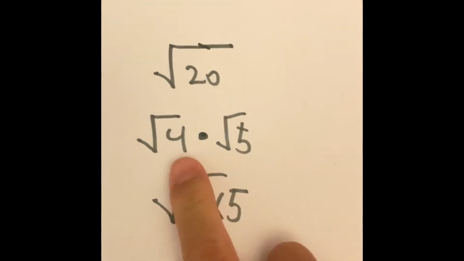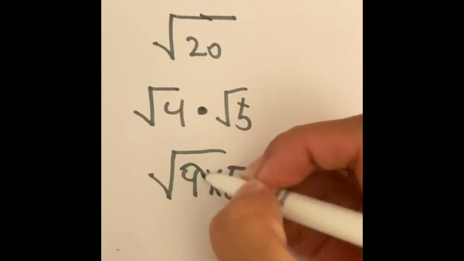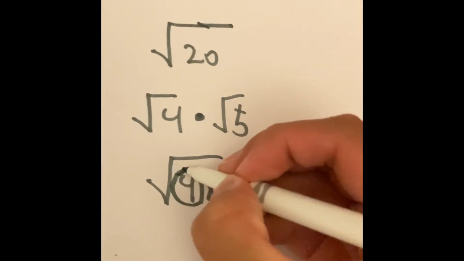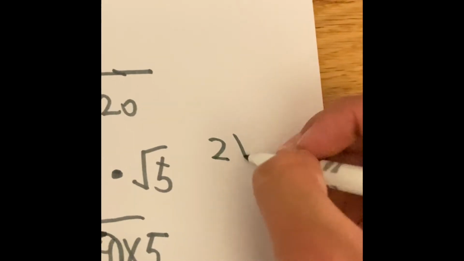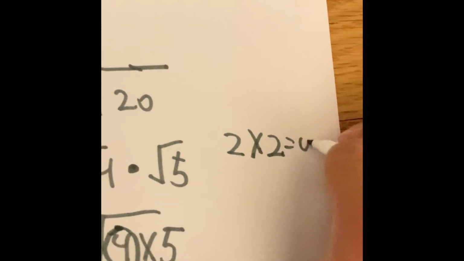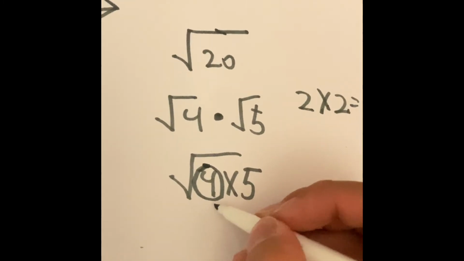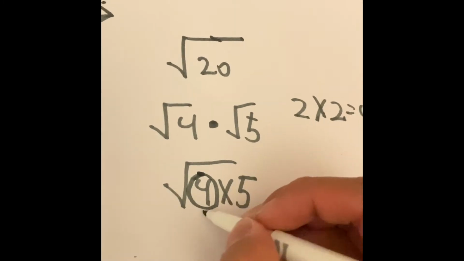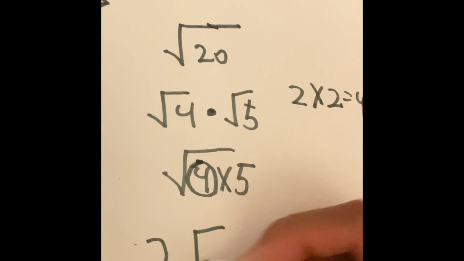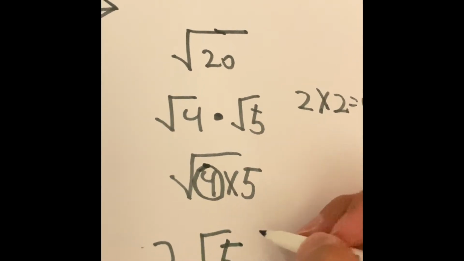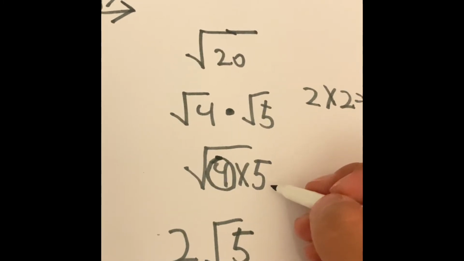So, 4 and 5 as square roots. Since that 4 is the square root of something we can simplify more, 2 times 2 equals 4, we can directly pull that out. So, 2 times 2 is 4. So we now have 2 times the square root of 5. We leave the 5 there because we can't really do anything.